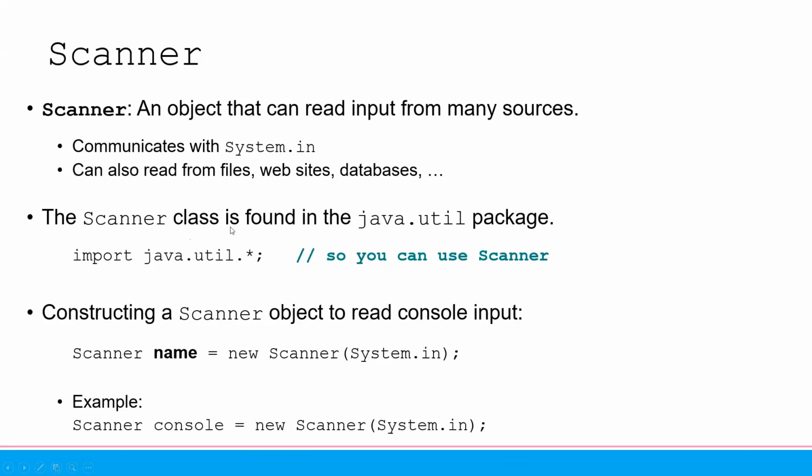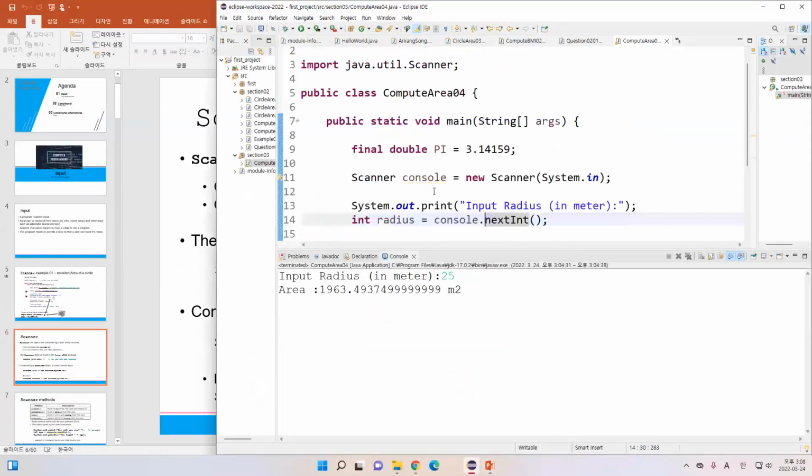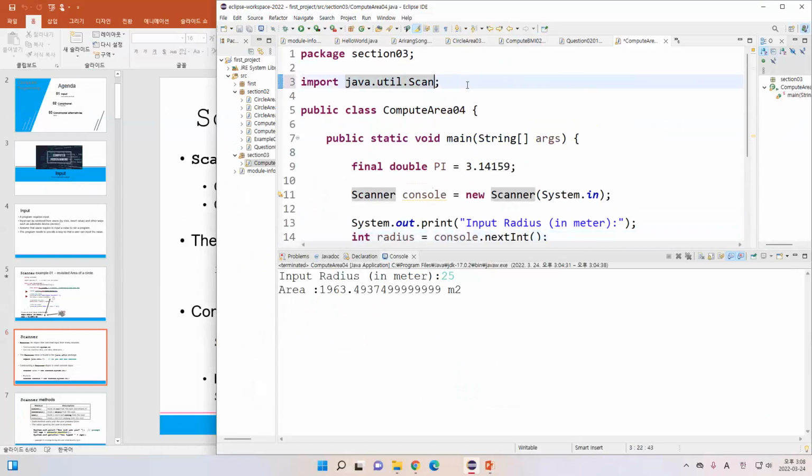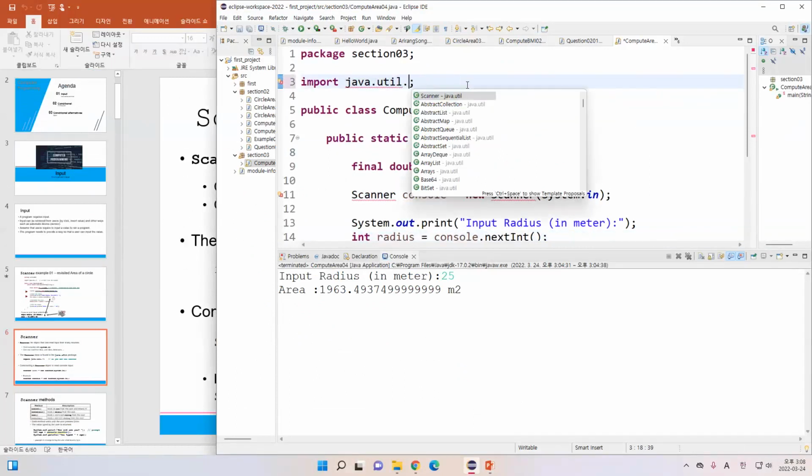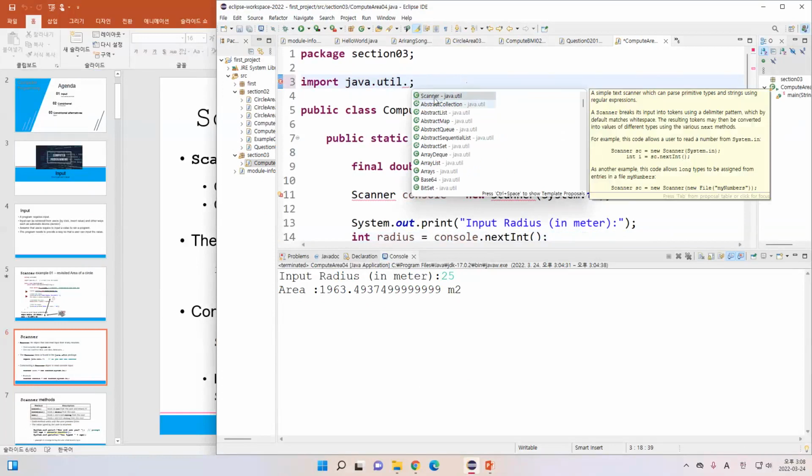And the Scanner class is found in the java.util package. You just make it short, util. That's why whenever you use the Scanner, you need to import java.util.*. Star means you want to use all the classes. Not only Scanner, but there will be a lot of classes. Let me show you. So if it is only dot, you can see there are many classes: Scanner, AbstractCollection, AbstractList, AbstractMap, AbstractQueue, and so on.